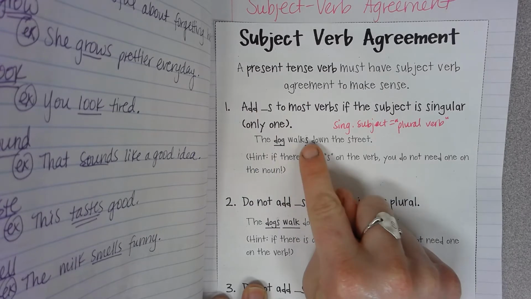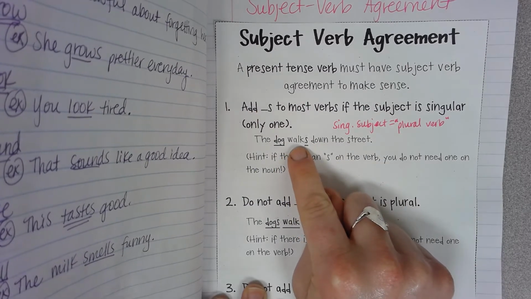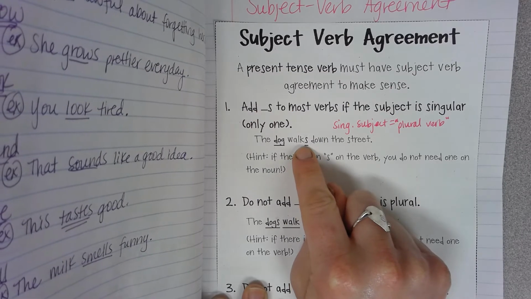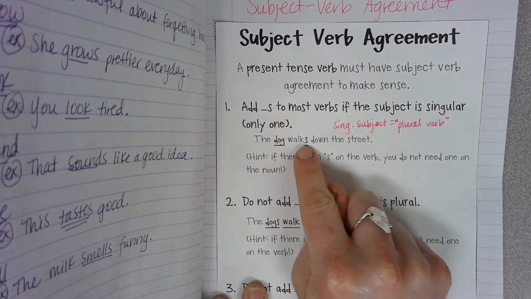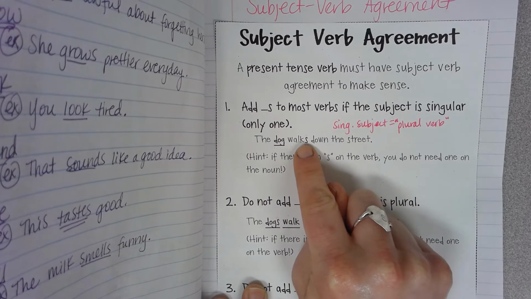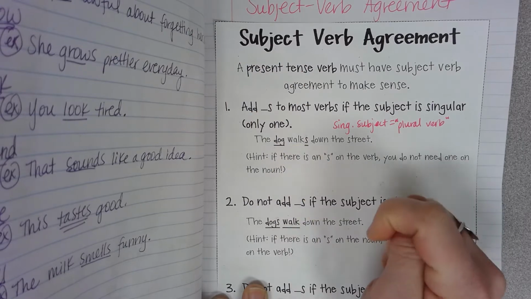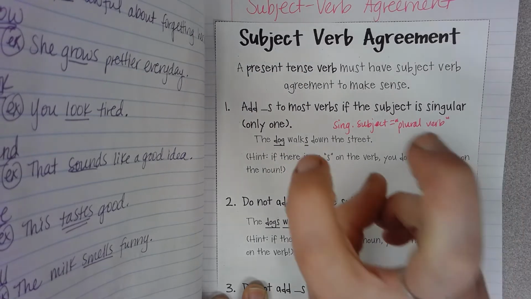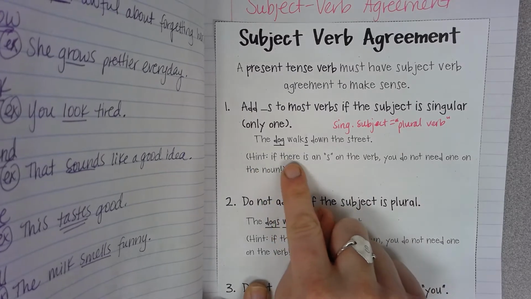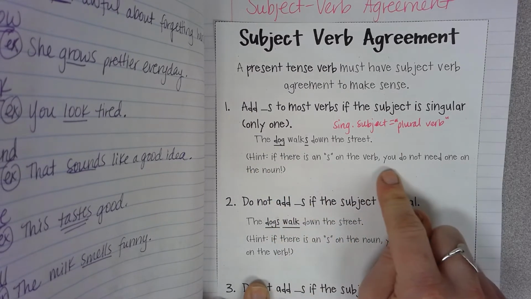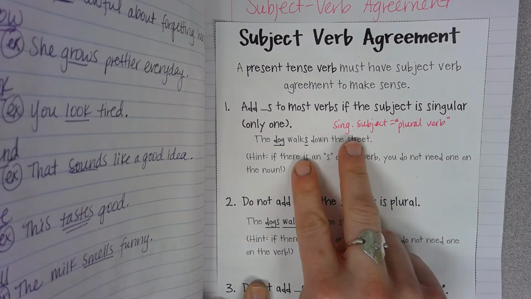The dog walks down the street. See, we're not making the verb plural, okay? There's not more than one going on, but it's saying the dog walks. So one of these and what we think of as two of these. So if it's a singular subject, we add an S to the end of our verb, or we make it plural in quotation marks, okay? The hint here says if there is an S on the verb, you do not need one on the noun. So they have to be opposite of each other.